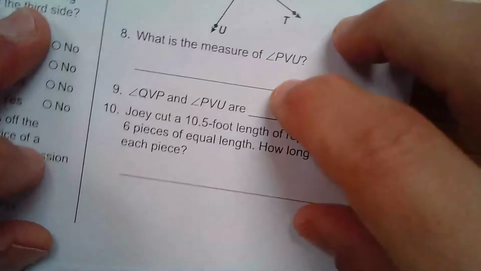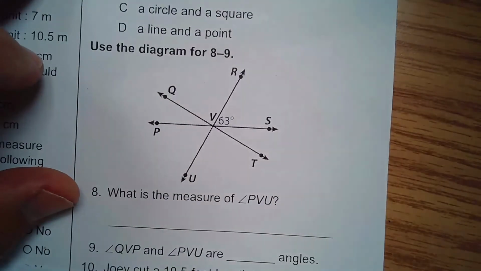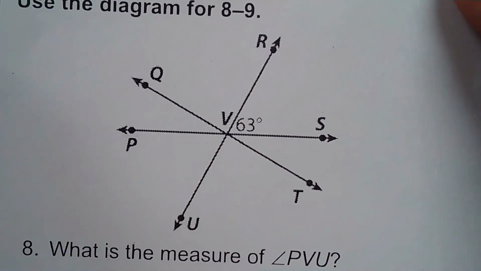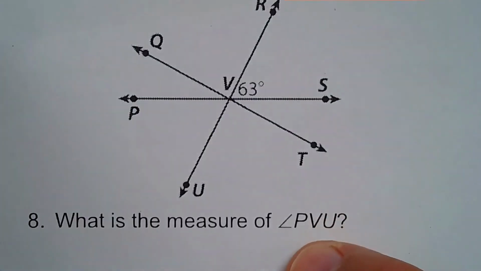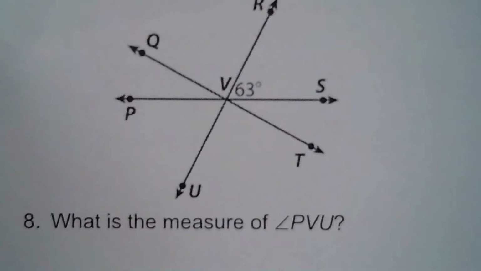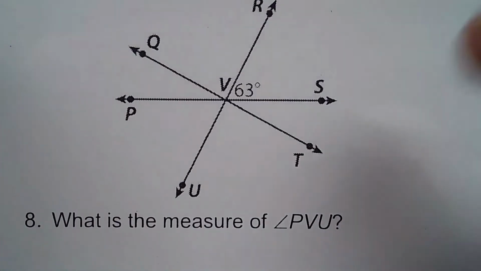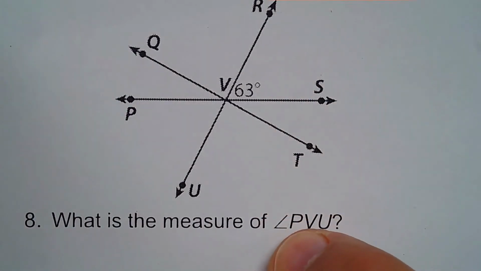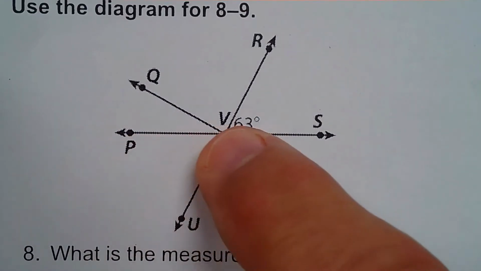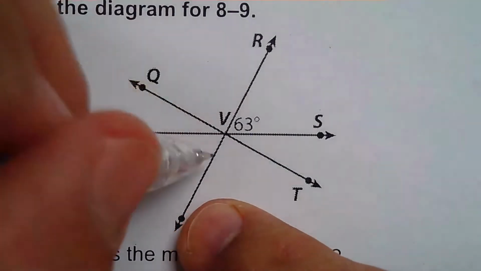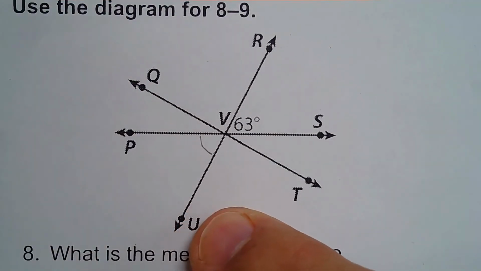Number 8 is right here. So let's go in tight. Use the diagram for numbers 8 and 9. For number 8, what's the measure of angle PVU? Remember, V is the middle of the angle, the elbow, the vertex, and the measure of PVU right here. What's the measure of that angle?